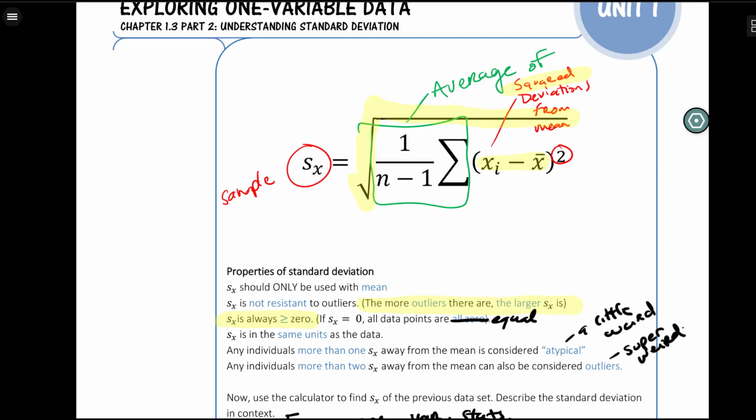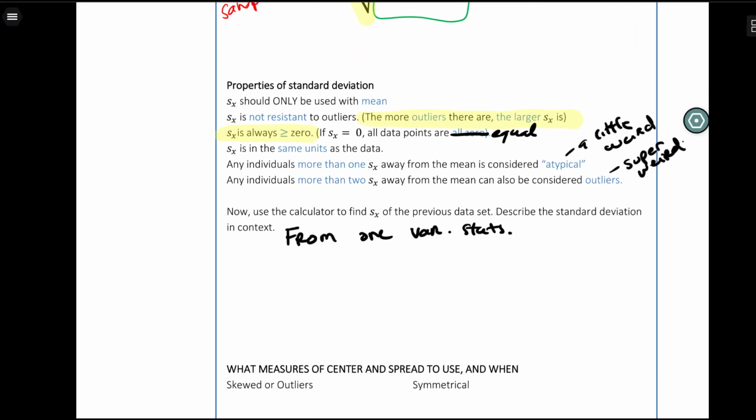I'll leave that to you to go ahead and enter that in. Go and pause the video now and find that value. All right, if you came back and you found it, you would find that S sub x equals about 2.52.